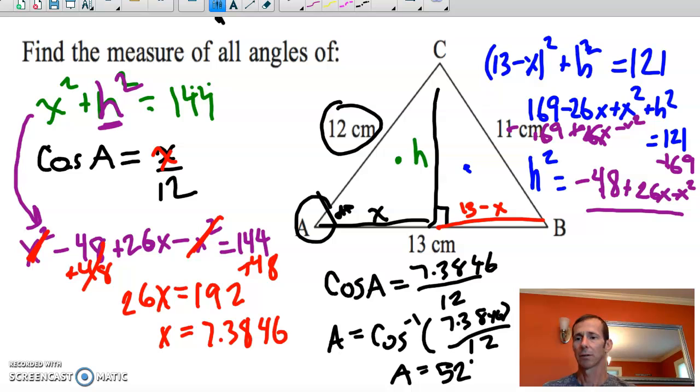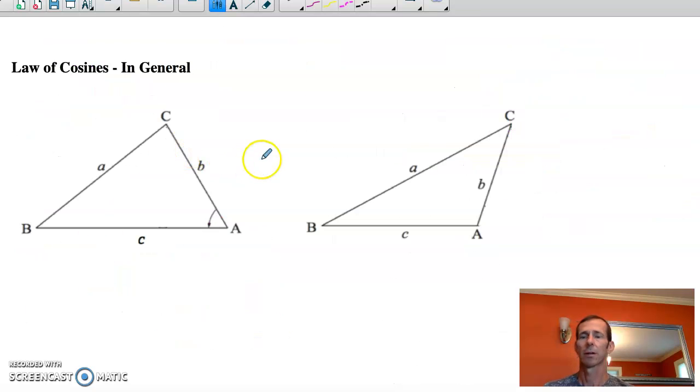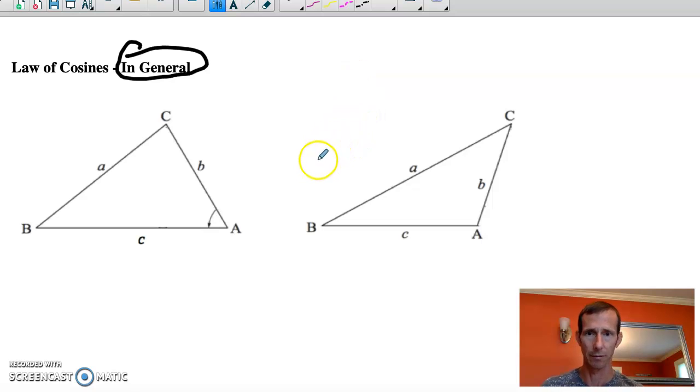Now, I'm not going to lie to you, that was very strenuous. So what we're going to do is look at how we can do this generally for any of these situations without having to do all of that work. I'm going to show you how the law of cosines comes to be, and then you'll be able to use it.